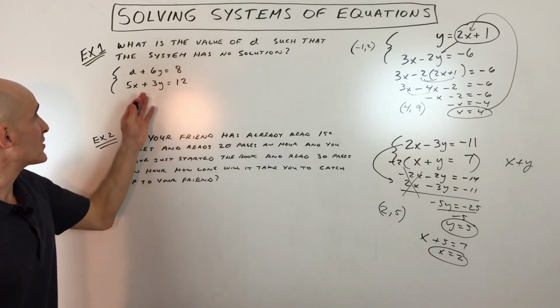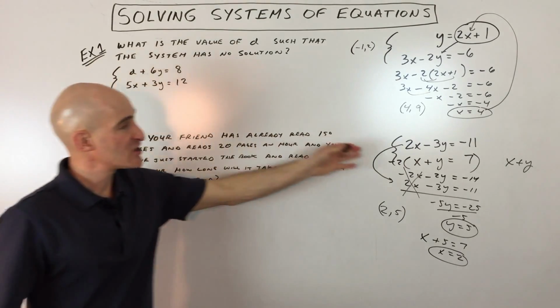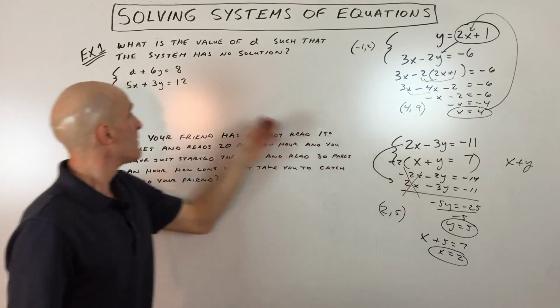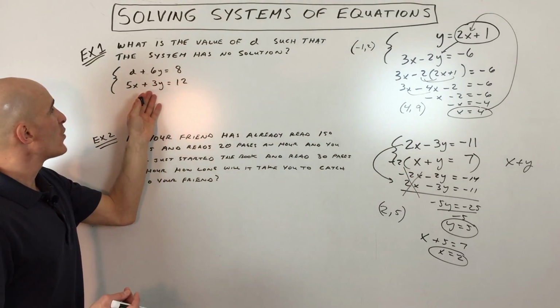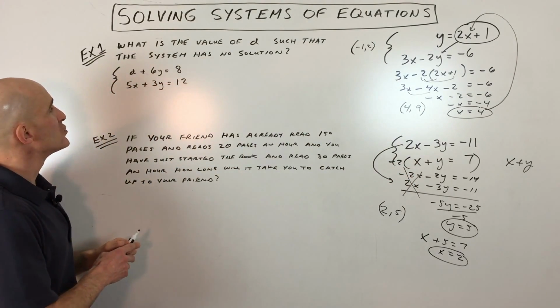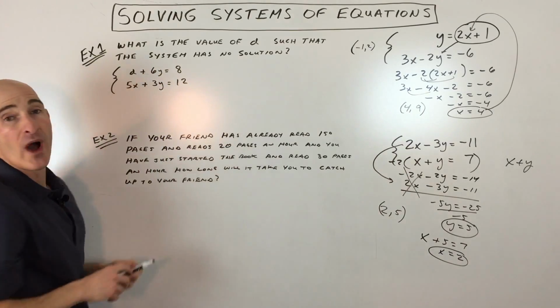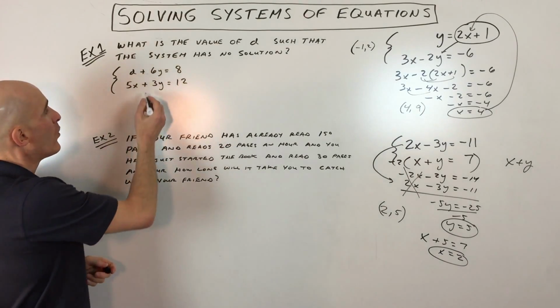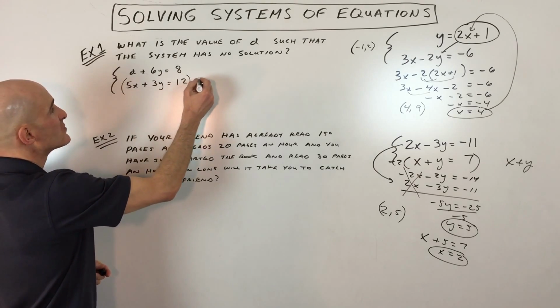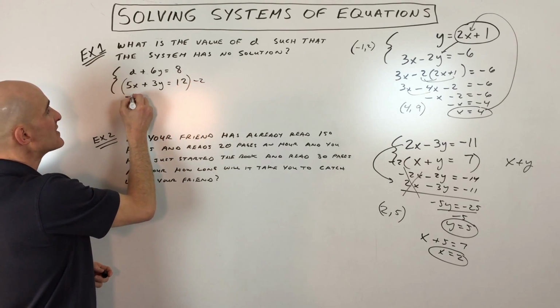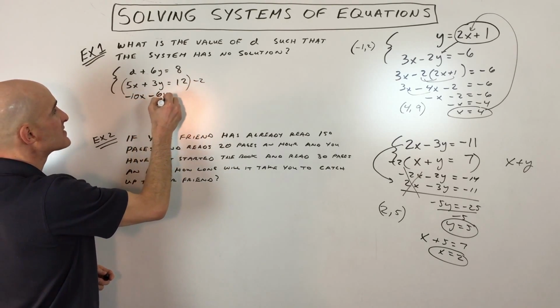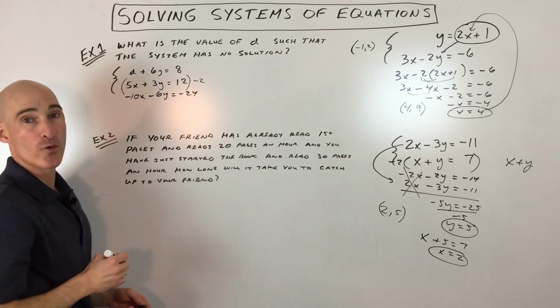Okay, so let's take a look. So we talked about the elimination here in this example. Let's take a look at elimination for this one as well. What would we have to do to, let's just say, eliminate the y values here? Well, what we could do is multiply the second equation by -2. That would give us -10x minus 6y equals -24, right?